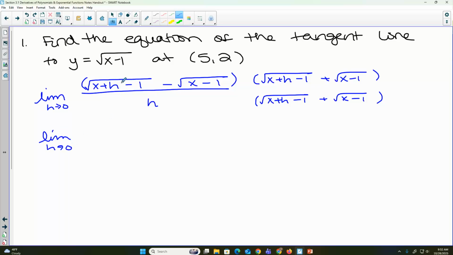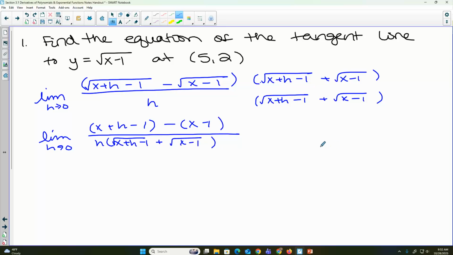As h approaches 0, when I multiply those two, the radicals cancel, because they're conjugates, outside and inside cancel. Minus my x minus 1 over h times this whole thing. Now what? We distribute that negative. Then the x's cancel, the 1's cancel.